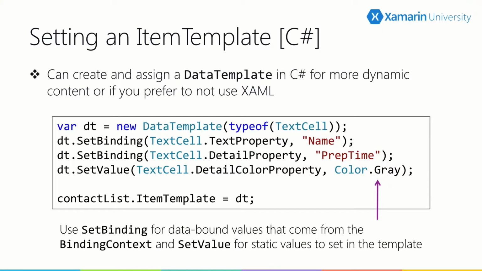An alternative approach for applications that have more dynamic content, where maybe we don't know ahead of time what the visualization will look like, is that we can also create our template directly in code. Here's an example how to do that. You would just say that the data template is one of the existing cells. It's a built-in one or a custom one. You would then set up the bindings manually, and if you want, you can also change certain aspects of the existing cells, like here we are setting the color of the detail text. Finally, we assign everything to the item template property.